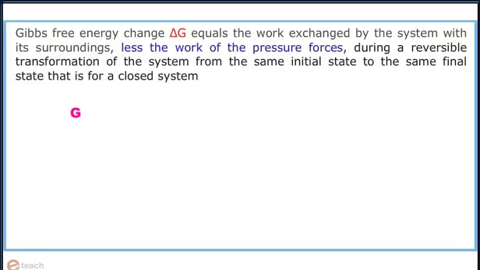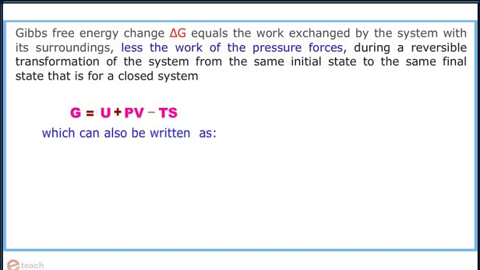Delta G gives the free energy change, that is, delta G equals the work exchanged by the system with its surroundings, less the work of the pressure forces during a reversible transformation of the system from the same initial state to the same final state, that is, for a closed system.